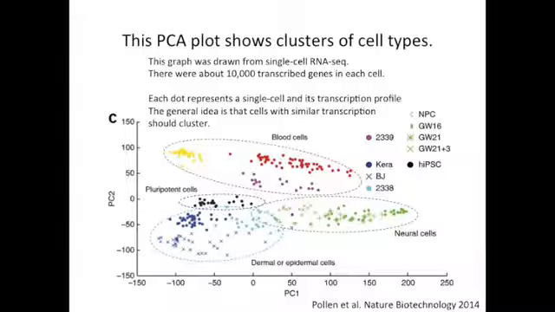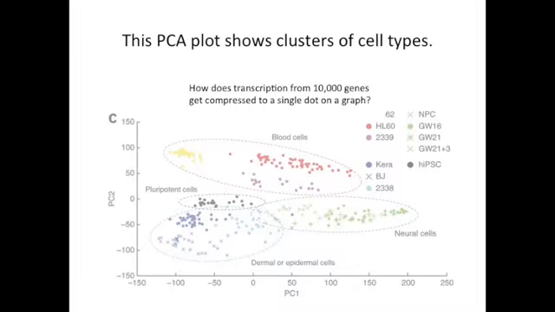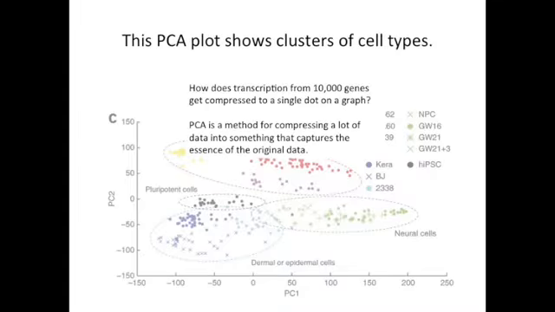We see that blood cells form one cluster that's different from pluripotent cells, which is different from neuronal cells, and dermal or epidermal cells. So the big question is, how does transcription from 10,000 genes get compressed into a single dot on a graph? The answer is PCA.